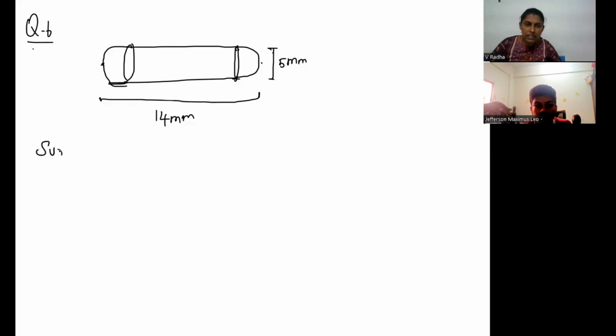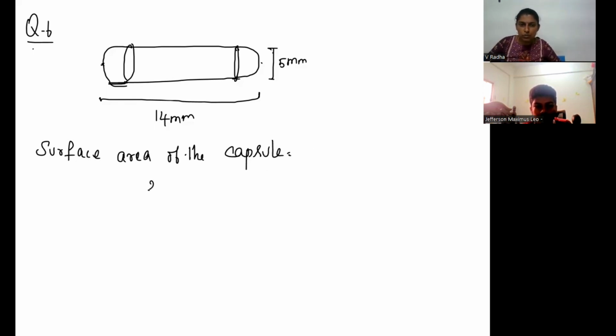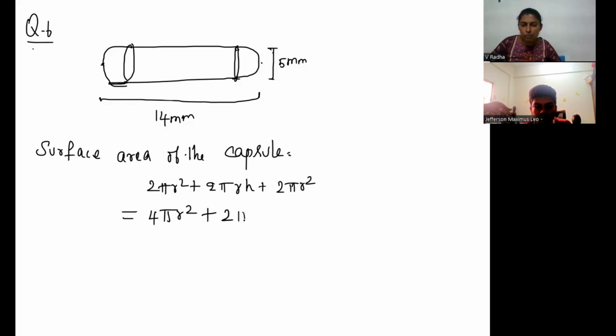So the surface area of the capsule is equal to, as you said, 2 pi r square plus 2 pi r h plus 2 pi r square. So 2 pi r square plus 2 pi r square, just add up. They are all like terms. So 4 pi r square and 2 pi r h.